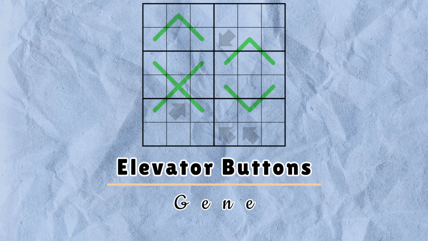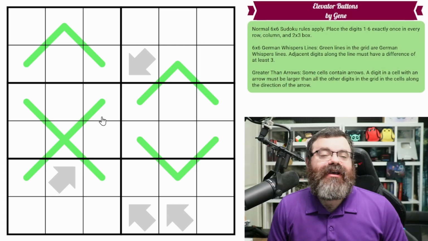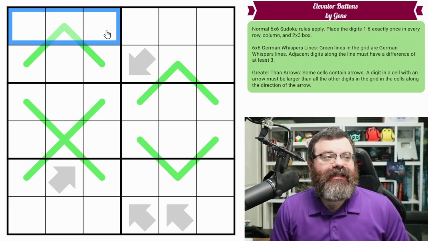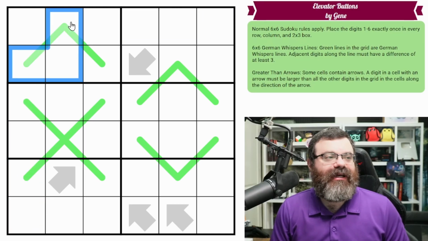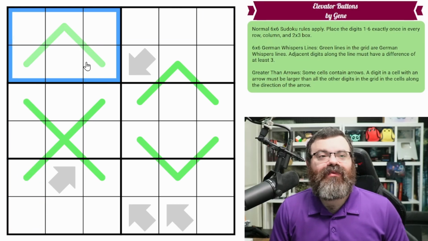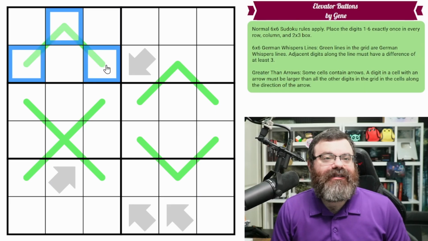Hello, let's continue our Sudoku adventure with elevator buttons by Gene. So we have normal 6x6 Sudoku rules, meaning in each row, each column, and each 2x3 box, we are placing the digits 1 to 6 exactly once each. We also have these German whisper lines in the grid, these thick green lines here.